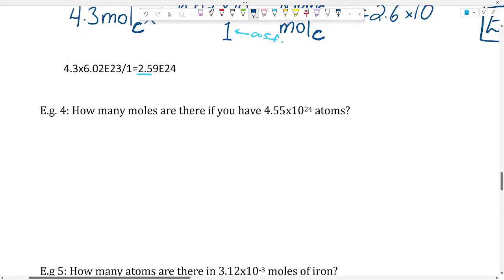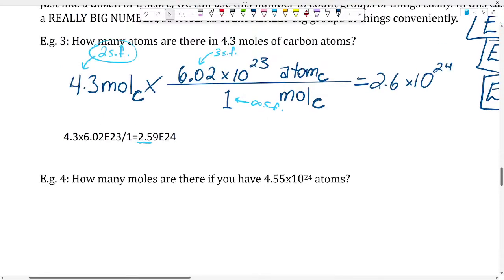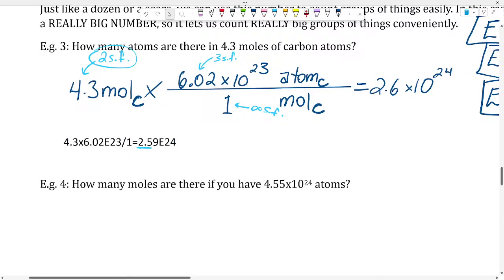Where's the one on this one? On this one, it is that double E there. So you have to go second function. So you'd go 6.02 times 10 to the 24. So if you wanted to do, in this case here, 4.3 times 6.02 times 10 to the 24 divided by 1, it would look like that. And that's the answer we get. Does that make sense?